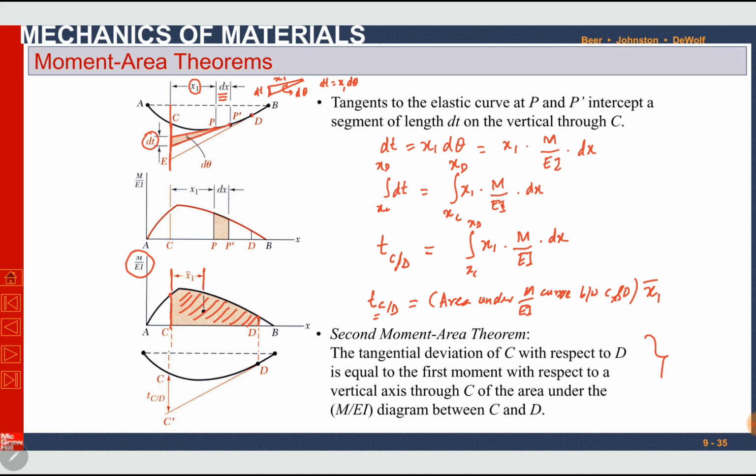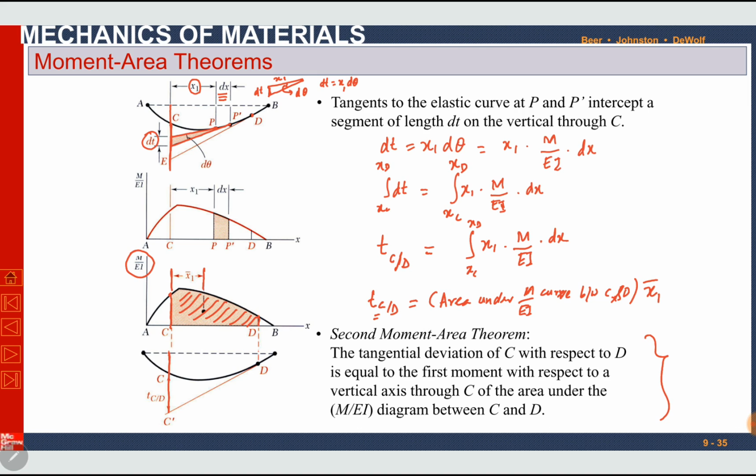We can define the second moment area theorem like this. The tangential deviation of C with respect to D is equal to the first moment, with respect to a vertical axis through C, of the area under the M over EI diagram between C and D. This is a vertical axis through C. And x1 is the distance of the centroid of the area under the M over EI curve from the vertical axis at point C.